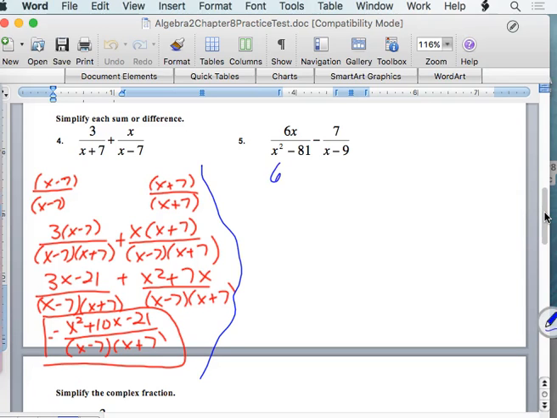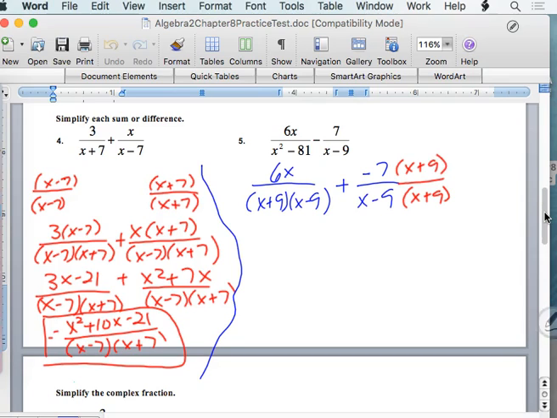Okay. Well, what does x squared minus 81 factor into? It sure does. And that's subtraction. Remember, that's the most commonly made mistake in math. I'm going to change that to plus a negative 7. So what's our LCD? Cool, that means all we need is an x plus 9 on the last fraction on the top and bottom. So we will have 6x over x plus 9 times x minus 9 plus negative 7x minus 63 over x plus 9.